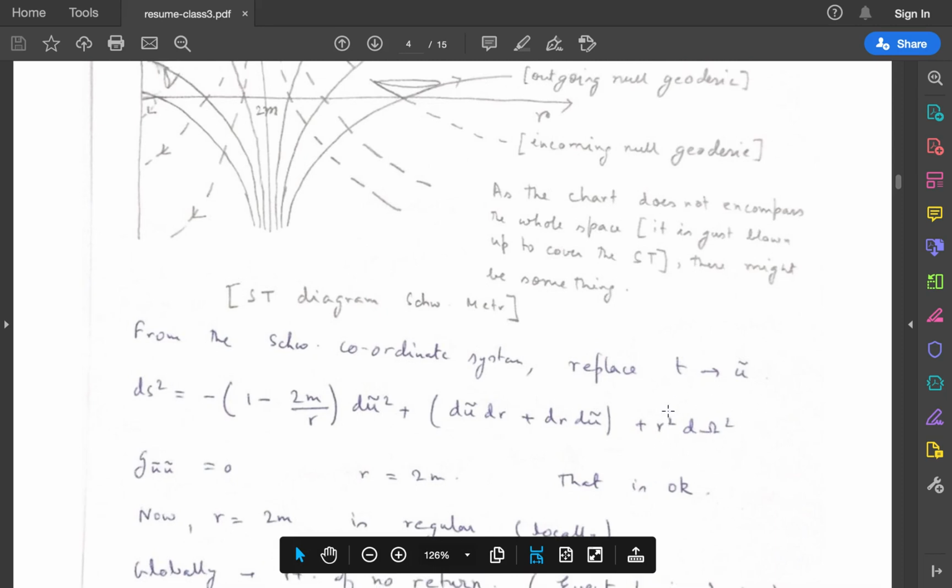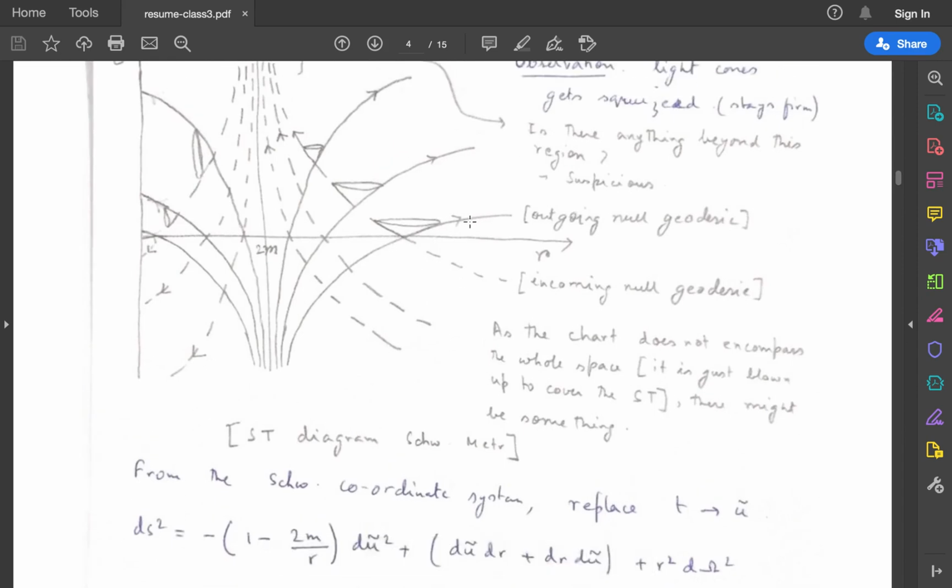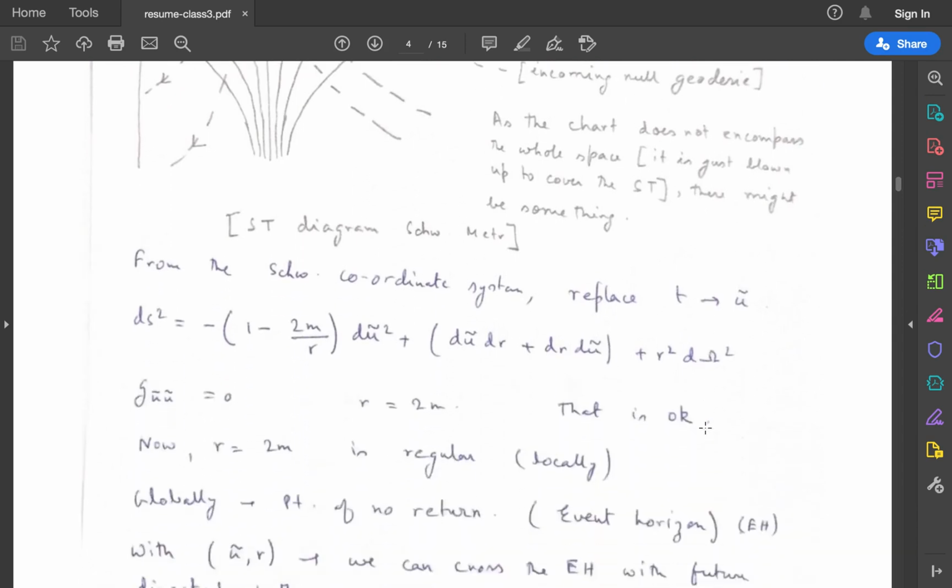You remember and you observe that each point in this diagram is a two-sphere, and how big the two-sphere is depends on the value of r. So very close to r equal to 0, these are very small two-spheres. However, as we go to larger r, this two-sphere grows. You should remember that each point is a two-sphere with varying volume or varying radius.